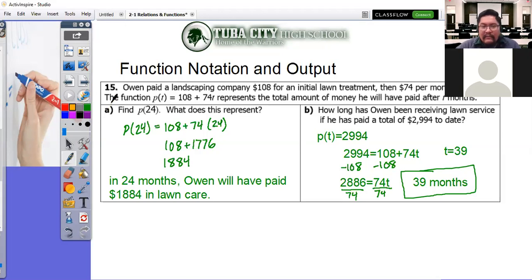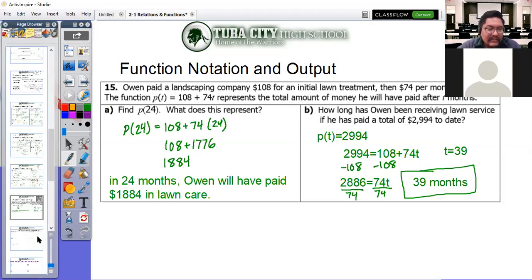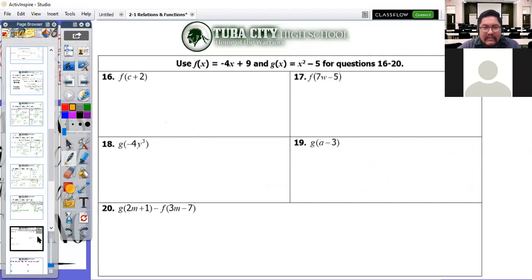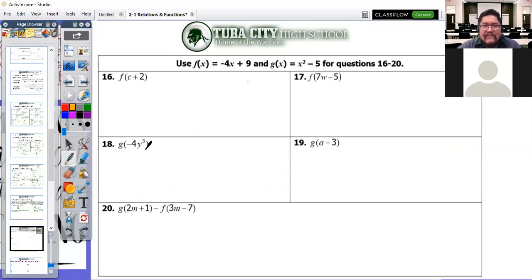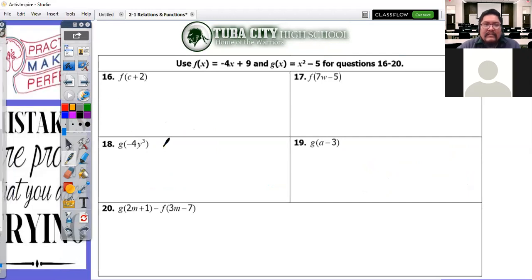All right, now it looks like we're on our last set of questions here. And it just goes to this last page, and that's going to be it for today. All right, so use f of x as negative 4x plus 9, and g of x is going to be x squared minus 5.